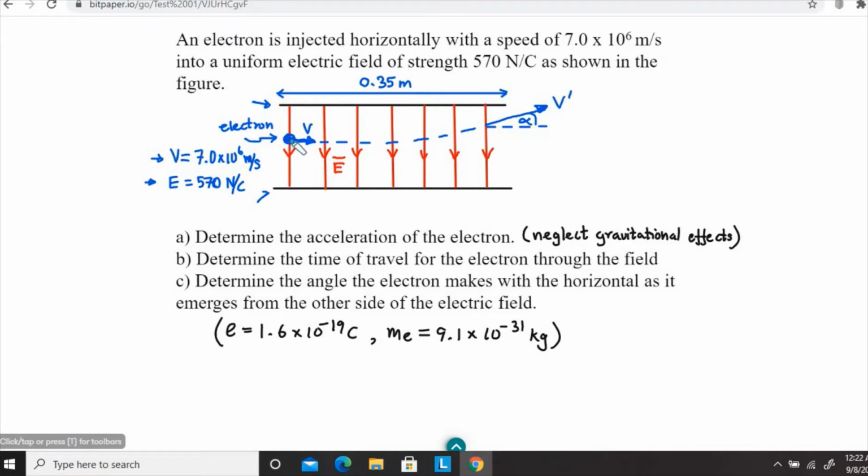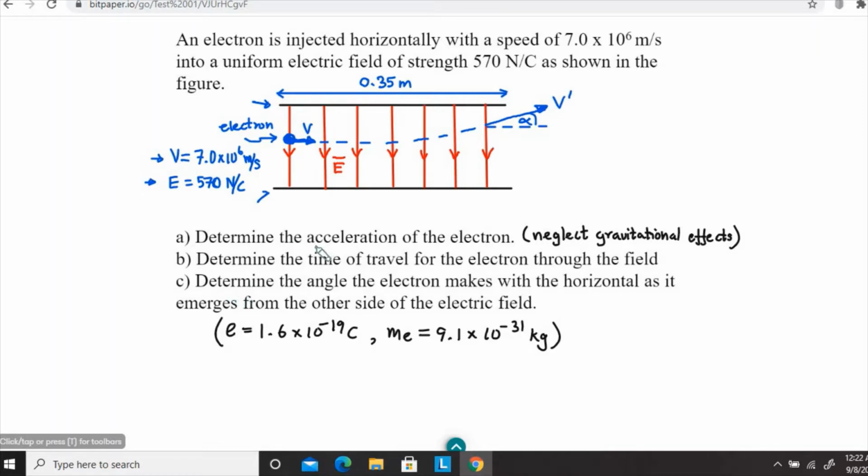Now this is the electron over here, so it moves horizontally. It is injected at this point with 7 times 10 to the power 6 meters per second, and as a result of the electric field, it's going to curve upward, and then it's going to eject from here with a different speed and making some sort of an angle with the horizontal. So the first part is asking us to find the acceleration of the electron.